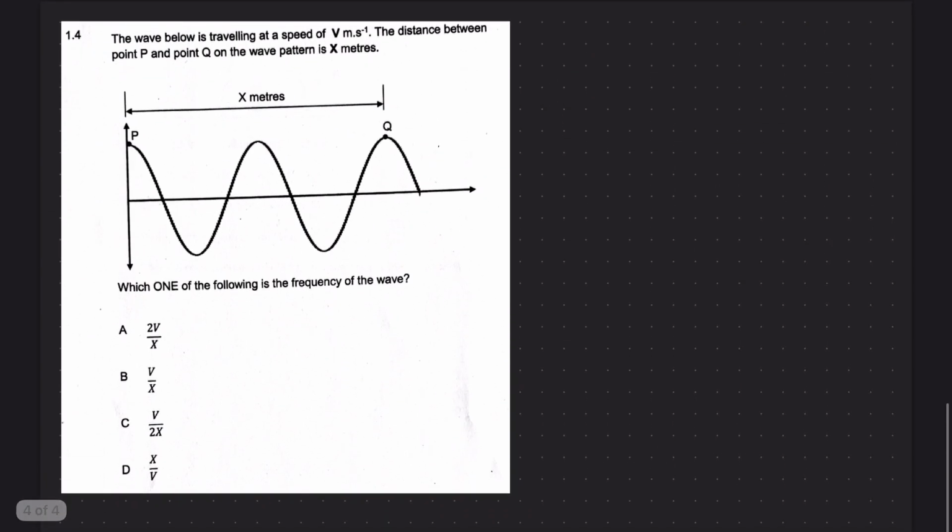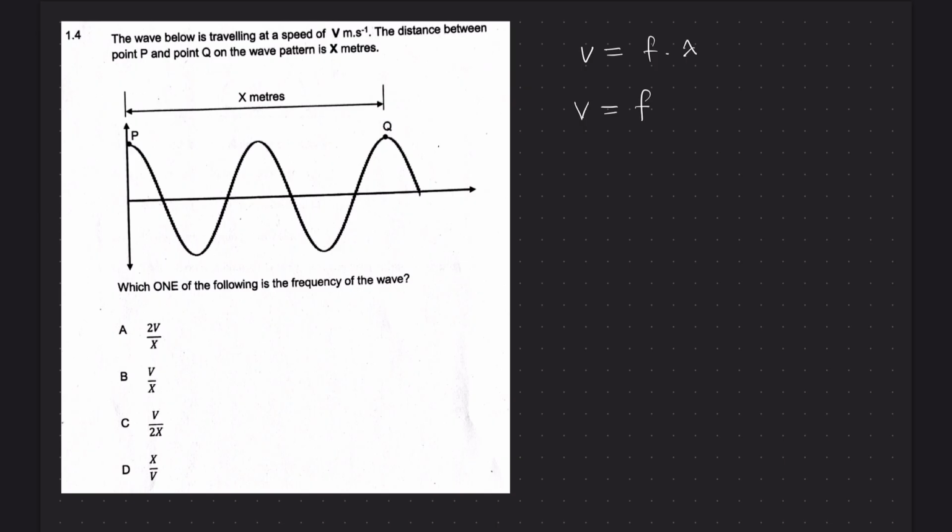Now let's look at this last question. 1.4. The wave below is traveling at a speed of v meters per second. The distance between point P and Q on the wave pattern is x meters. Which one of the following is the frequency of the wave? So we can use the formula v equals f multiplied by lambda. Now the speed is v, it's given to us, so v equals f, but now in terms of lambda, they've given us some distance between P and Q, and we need to understand what that is.